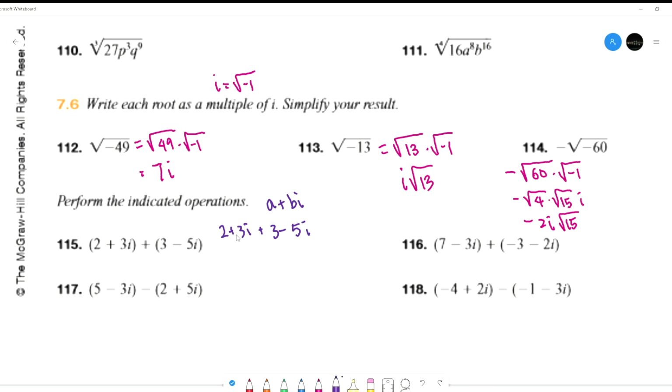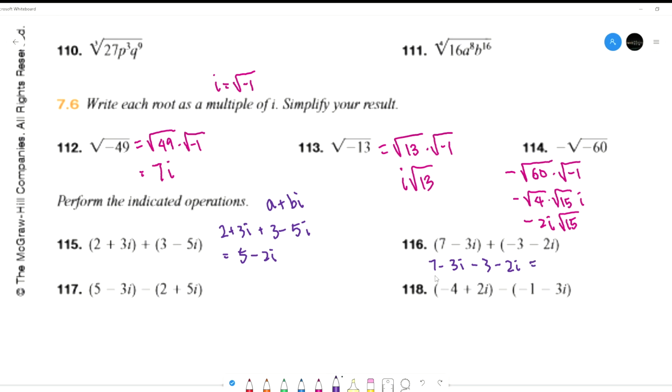And then we combine the like terms. The real parts are 2 and 3, so that's 5. And then you have positive 3i minus 5i is minus 2i. And that's your final answer. Let's try 116. So we distribute, we get 7 minus 3i to remove the parentheses, right? And then plus, so you can just remove the parentheses, this is minus 3 minus 2i.